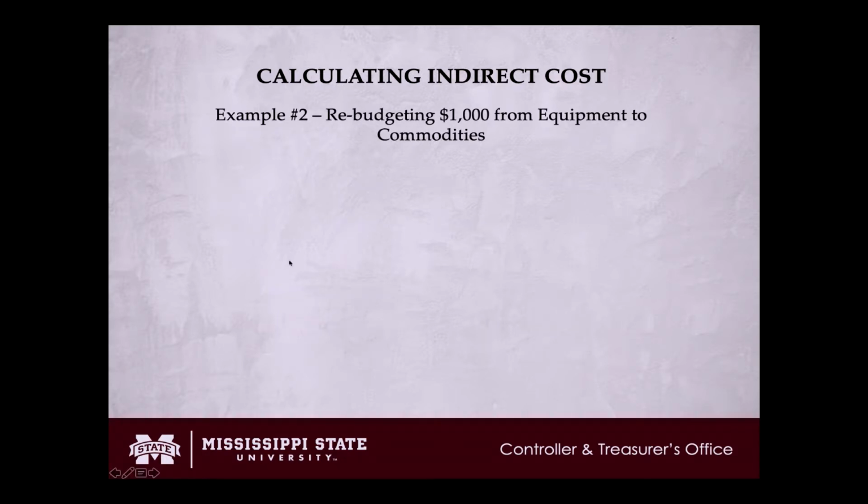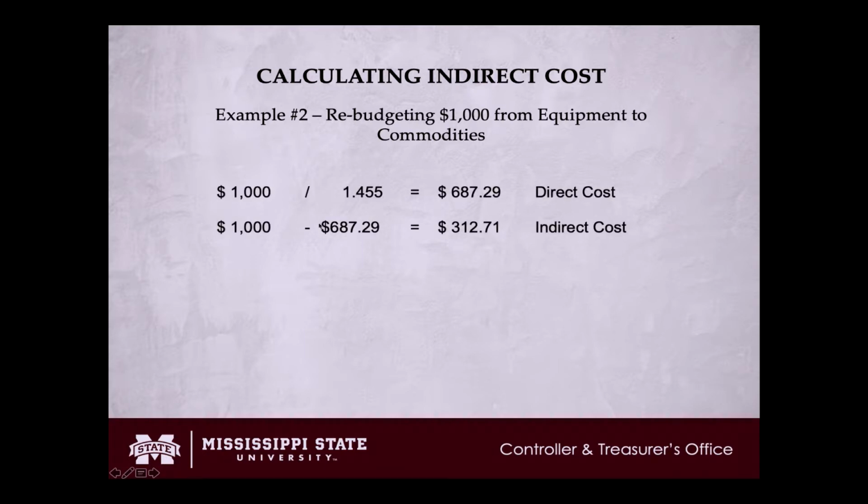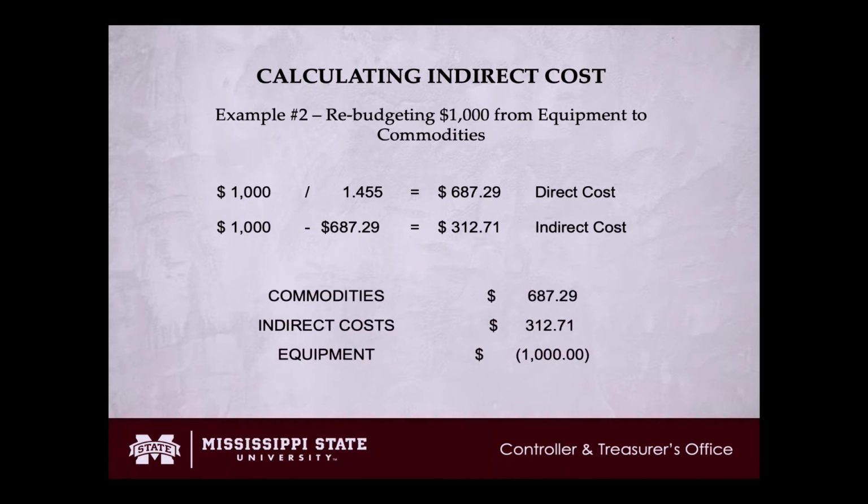Another example in the opposite direction. Let's rebudget $1,000 from equipment. You didn't need that equipment, but now you need to buy more supplies. So we take that same $1,000, divide it by 1.455, we get the same $687.29 direct cost, subtract that from the original 1,000, and now it's $312.71 indirect costs. Same amounts, however your entry looks just the opposite.